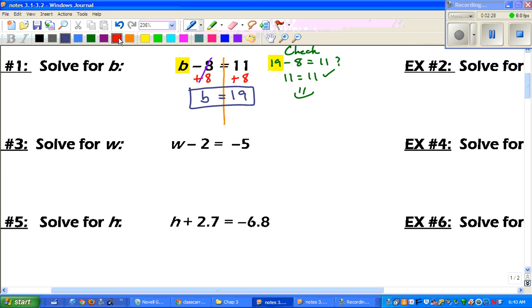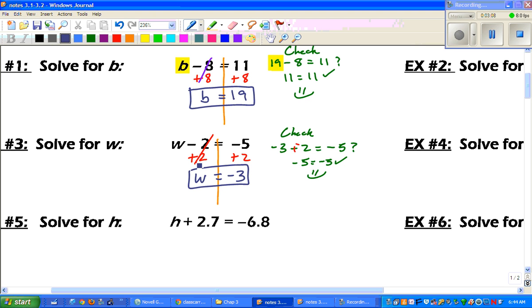All right, let's do another one. I'm going to draw a line down the middle. We're going to do the inverse operations. W equals negative 5 plus 2 gives us negative 3. And the check. Negative 3 minus 2, does that equal negative 5? Negative 5 equals negative 5. We're happy. There's our answer.